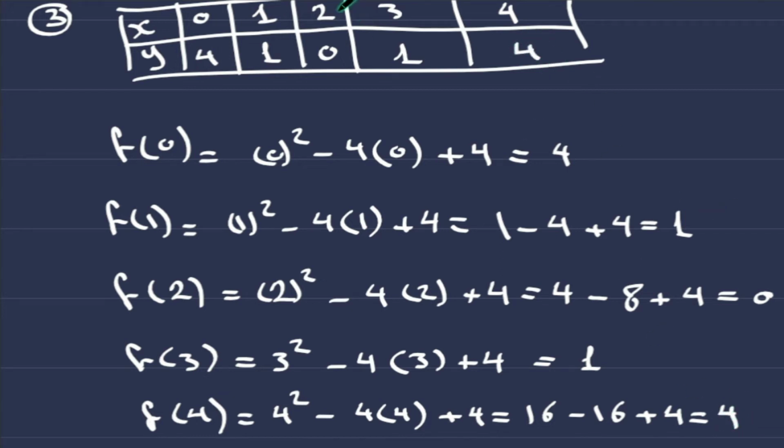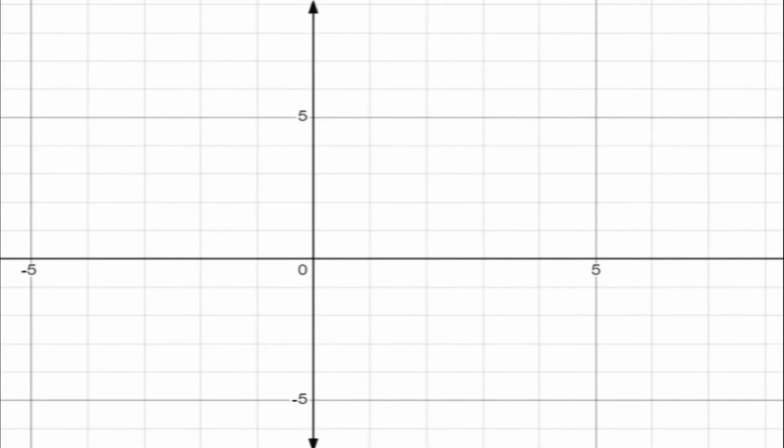Now we can graph the function. The first point is 0 and 4 is here, and 1 and 1, and then 2 and 0, and then 3 and 1, and then 4 and 4, and then connect between the points.